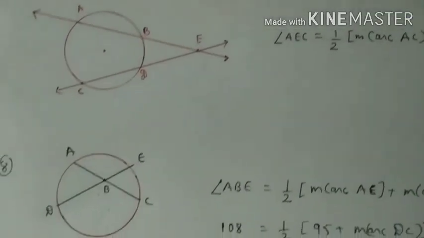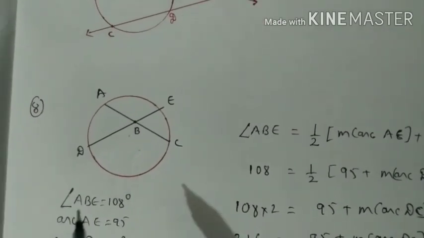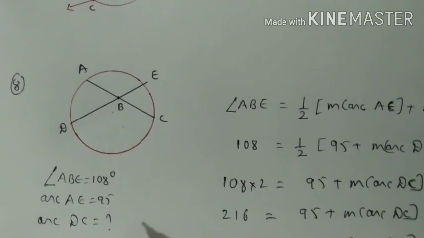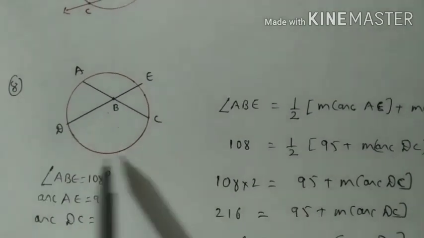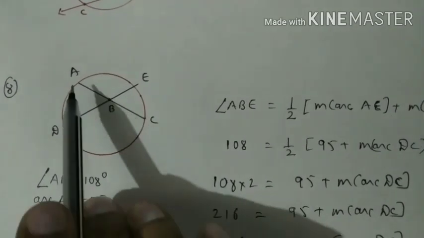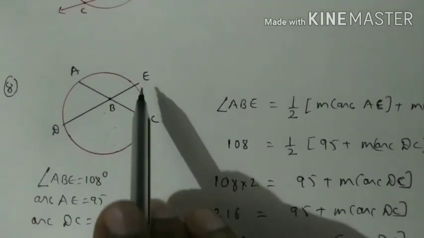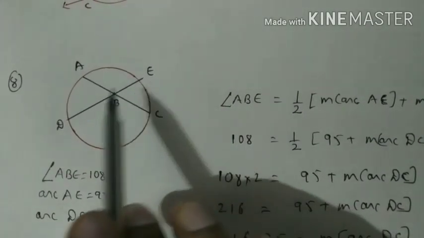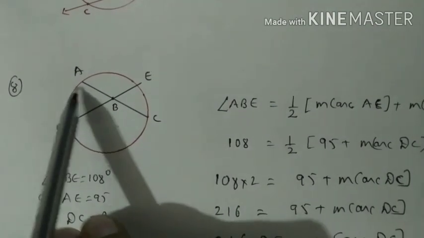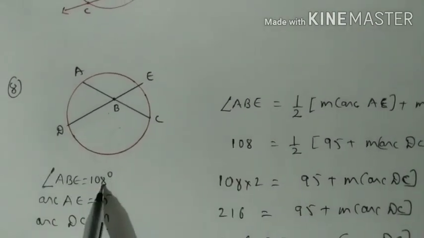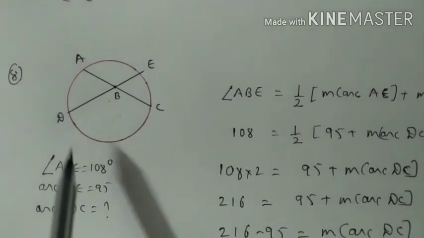Same, now see, we have question number 1. I have already prepared the slides for this. You will get that also after this. Now see, you can see a circle and there are two chords AB and DE. They intersect at point B, which is in the interior of the circle, inside the circle. And see, angle ABE is already given 108 degrees and major arc AE is 95 degrees. You have to find DC.